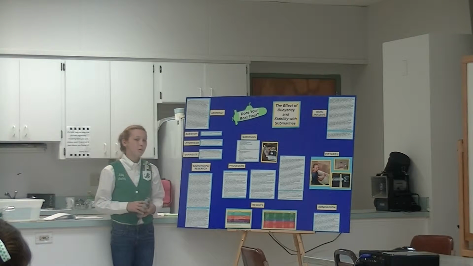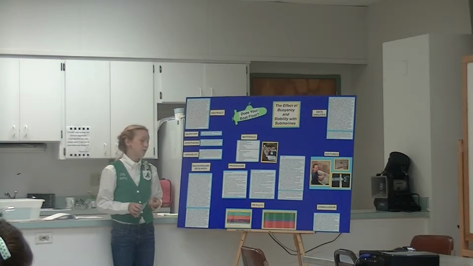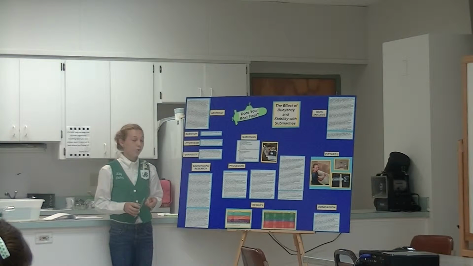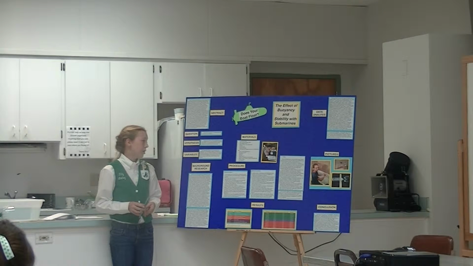I had 3 different types of variables for this project. My independent variable is the placement of the stabilizing fin. My dependent variable is the direction of movement. Lastly, my controlled variables for this project are the amount of water in the sub, the increment of inches when I move the stabilizing fin, the same size roller, the same size sub, and the same number of spins on the propeller.